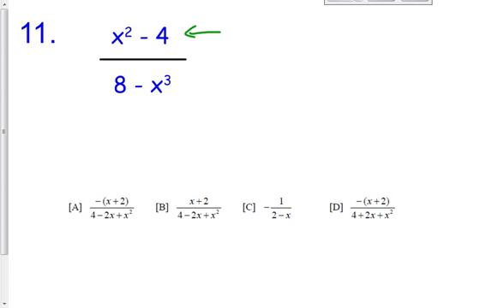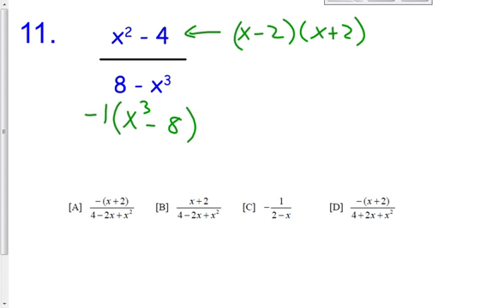Your skill is again going to be factor, factor, factor whenever possible. The numerator is the difference of two squares, which is x minus 2 times x plus 2. Now in the denominator, like I said earlier in the video, always try to get your variable positive. So factor out a negative 1, and that way you will get a positive x cubed and a minus 8.